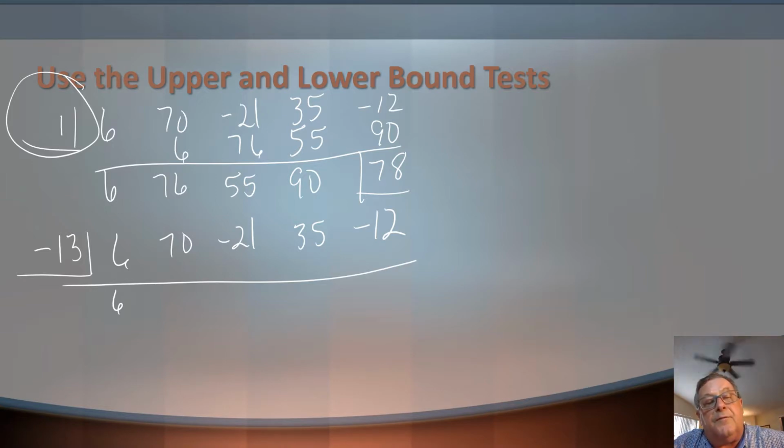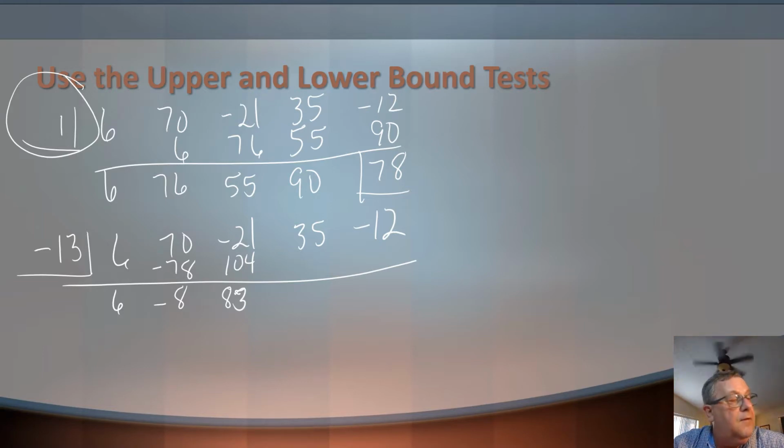Negative 13 times 6, and I've already worked this out, so I'm not going to have to pause and use the calculator. That's negative 78. 70 minus 78 is negative 8. Okay, I got a positive and a negative so far. Negative 13 times negative 8 is 104. Negative 21 plus 104 is 83. I'm back to positive again.